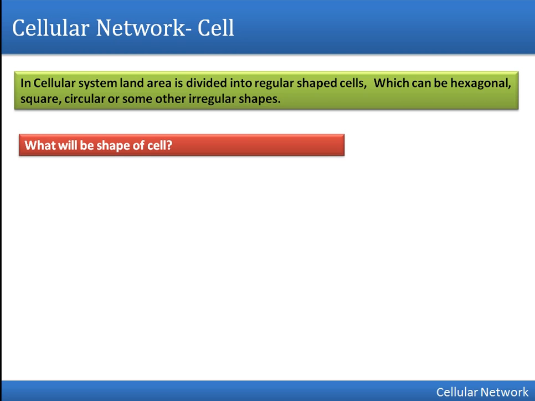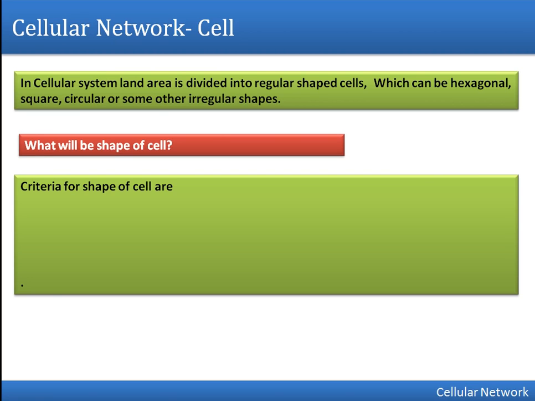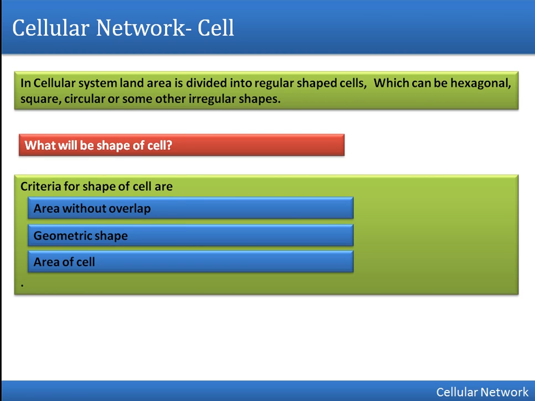Now here I will explain why the hexagonal shape is considered to represent a cell. There are some criteria for which cell shape has to be used. These are the three criteria. First, whatever shape you select, if we use that shape multiple times, there should not be any overlapping in order to cover the entire region. Second, it has to be a geometric shape like square, rectangle, circle. And third, the area of the cell: whatever shape we select, it should cover maximum area.